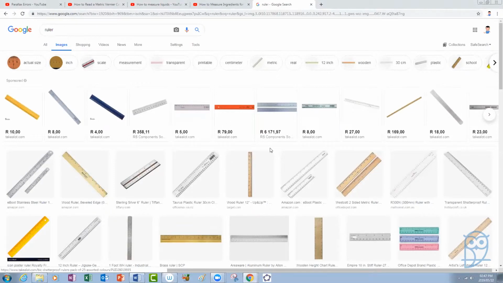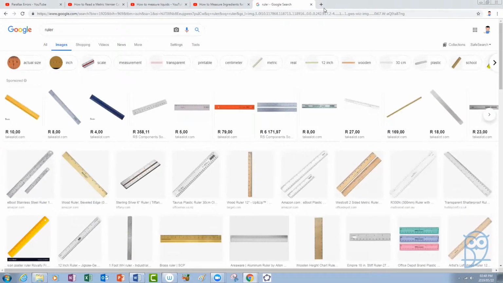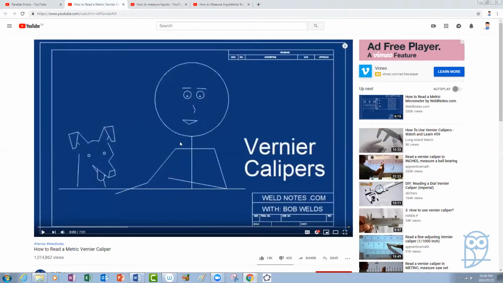And it is literally just a long bit that you can use to measure distances. So I'm not going to talk about a ruler much. I'm instead going to talk about a vernier caliper.